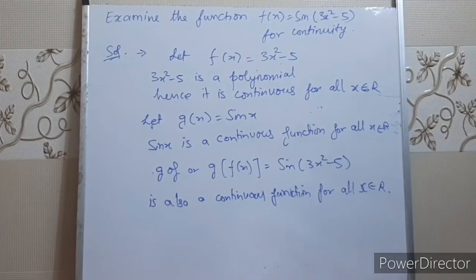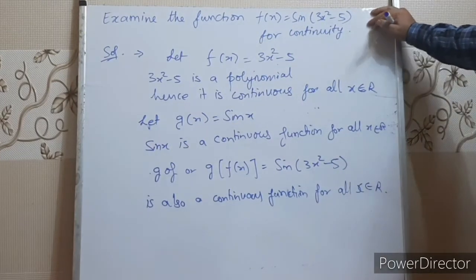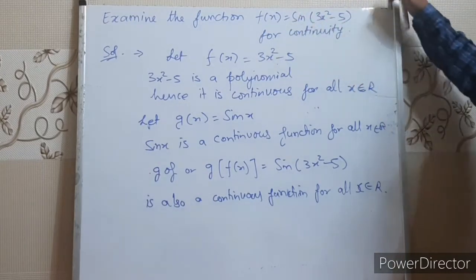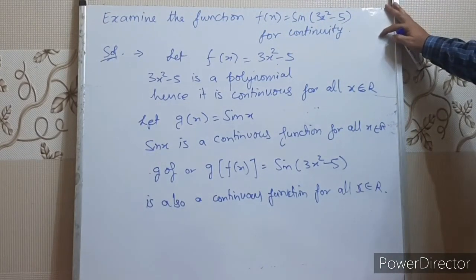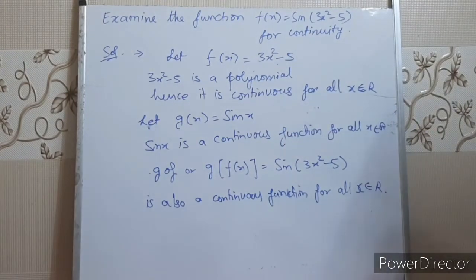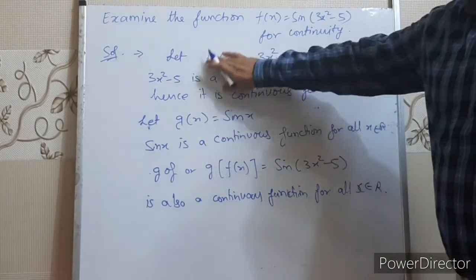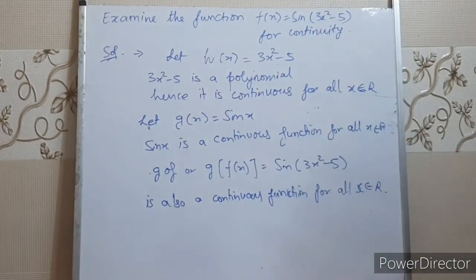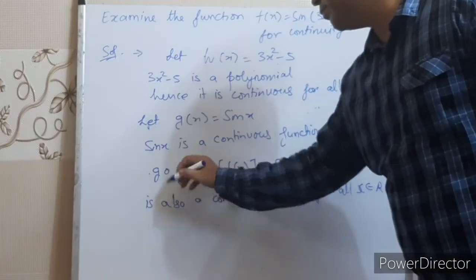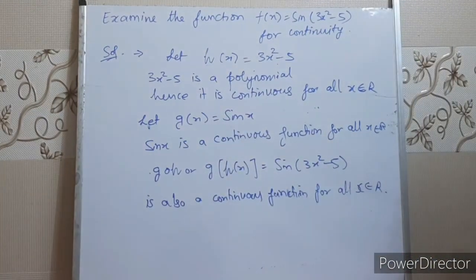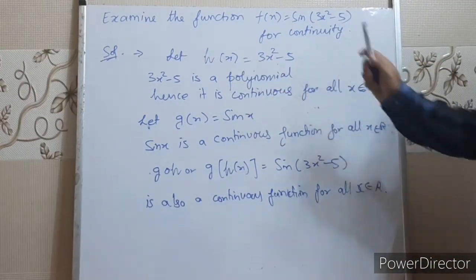Children, our next sum says examine the function f(x) equals to sine of (3x square minus 5) for continuity. Right? Let's see how we solve this sum. In this sum we are going to solve with the help of composition of functions. Right? So what we'll do, first we let h(x), since f(x) we have used already. So we are going to use h, and here we are going to change the value of the function, right? So let h(x) equals to 3x square minus 5.